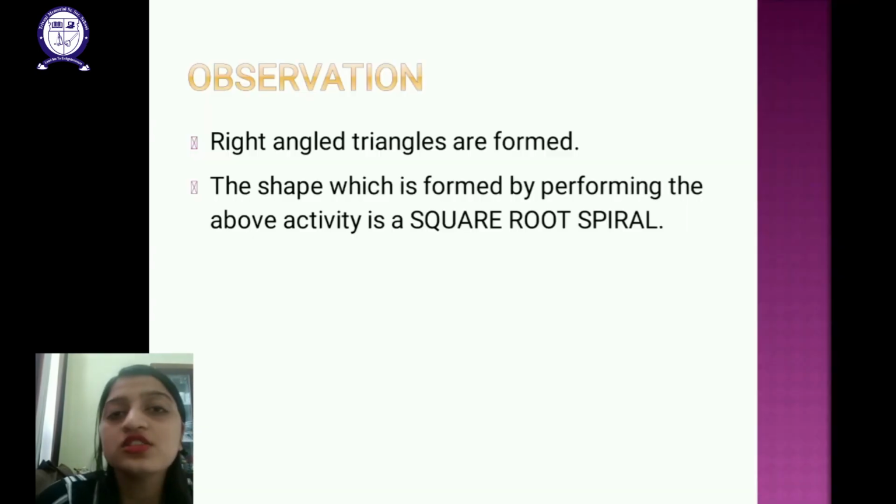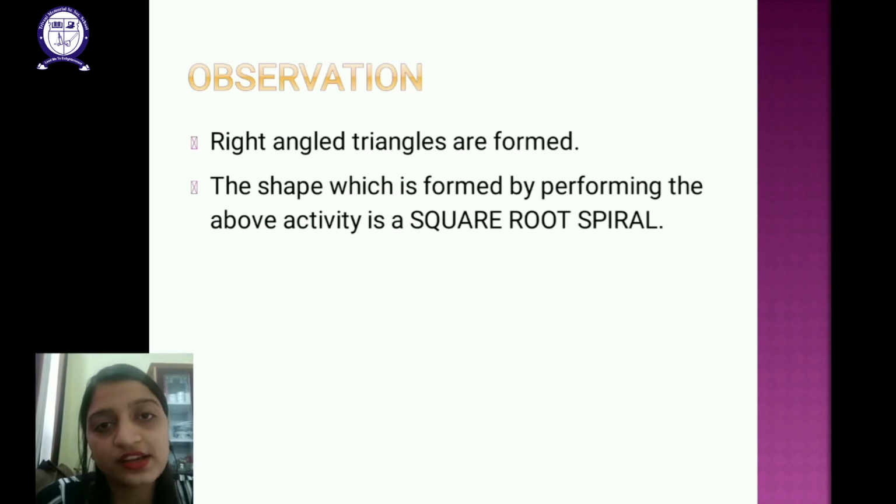Now what is the observation of this practical? The first one is that right angle triangles are formed. Whenever we make the perpendiculars, it's obvious that we are making right angle triangles, and we are applying the Pythagoras theorem again and again to obtain the values of the hypotenuse. OB, OC, OD are all found with the help of the Pythagoras theorem. So the first observation is that right angle triangles are formed.